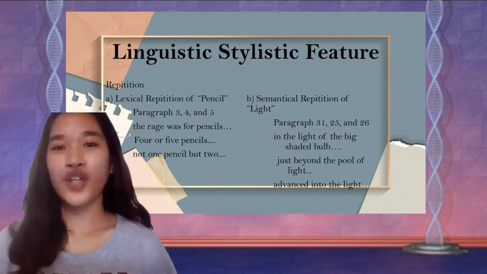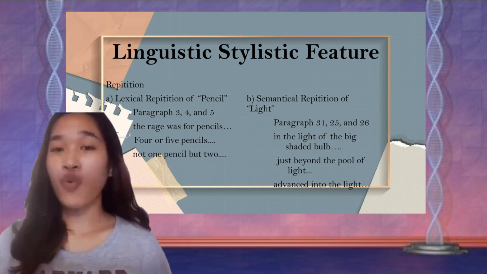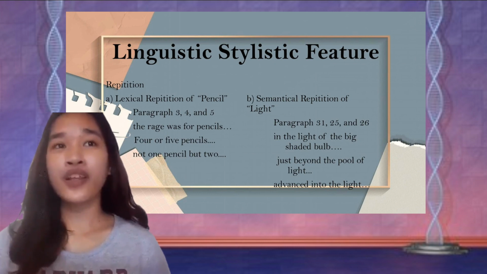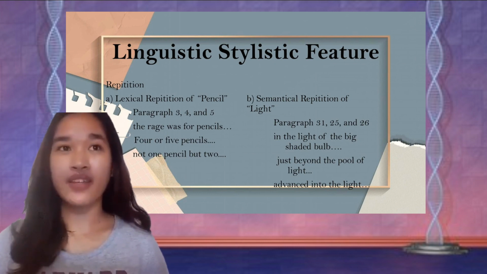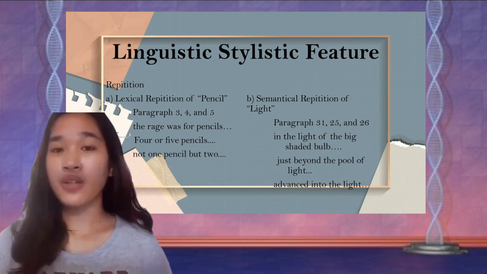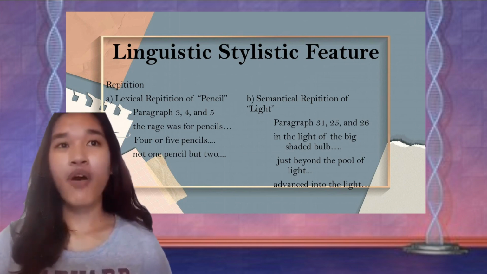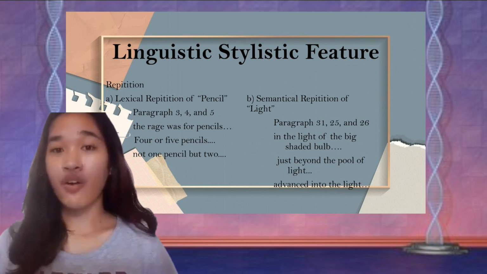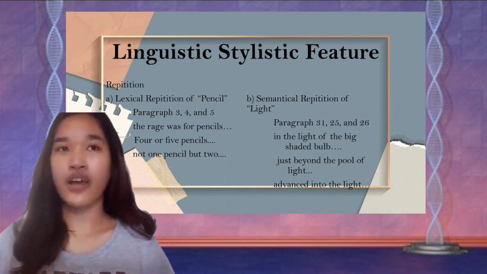The next repetition is a semantic repetition of the word light from paragraph 1, 25, and 26 with the passages, "At night when the little girl and her brother were bathed in the light of the big-shaded bulb, he would stand for a while just beyond the pool of light. The mother looked at him, stopped in her tracks, and advanced into the light. She advanced into the glare of the light. The mother kept coming into the light."